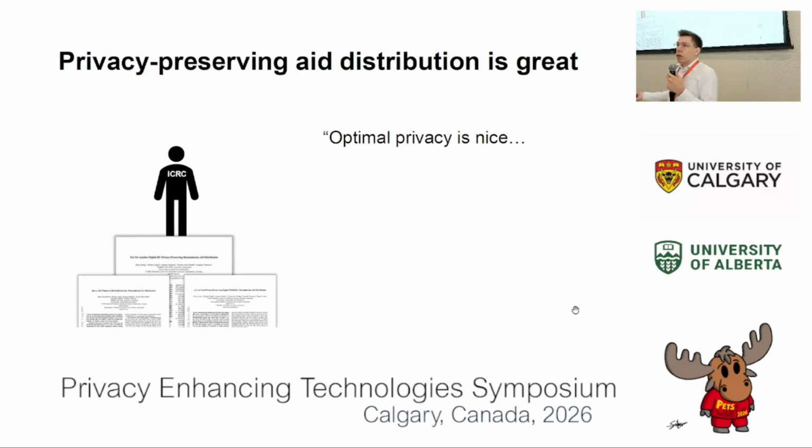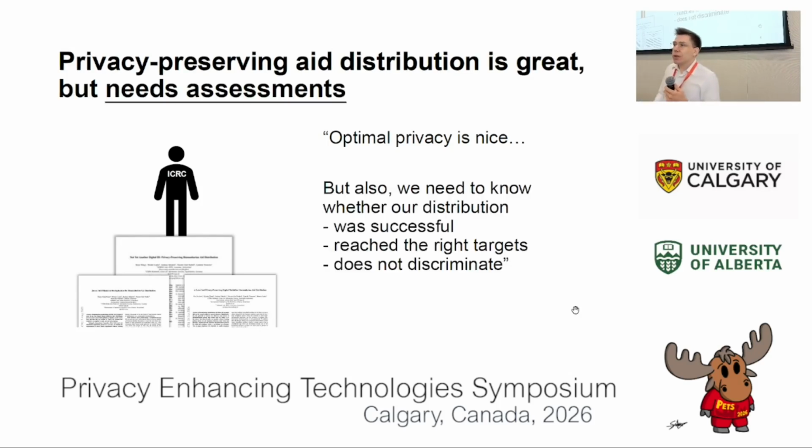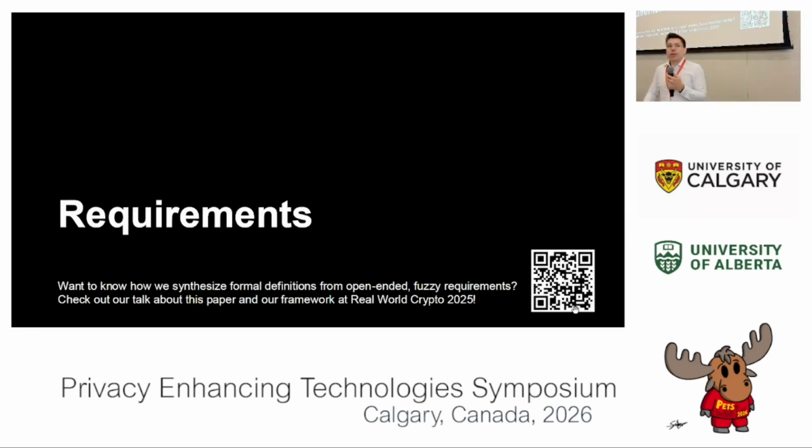And so there's been a lot of work trying to build optimal privacy-preserving protocols to do aid distribution without learning anything beyond what we need for aid distribution. Now, we went to the ICRC, and they were like, this is very nice. You have all these PETs, and we have optimal privacy, but sometimes we need to know if the distribution was successful, if it reached the right targets, if it doesn't discriminate. And we can't do that because we don't see anything about what's happening. So that's what we're doing in this work. We're trying to add assessments on top of a privacy-preserving aid distribution protocol.